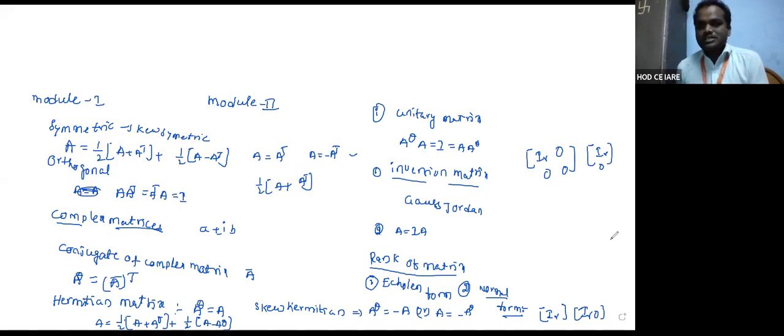So this is module 1. You learn in this the rank of matrices using echelon form and normal form. And next you learn the inversion method, Gauss-Jordan method. So that is A is equal to IA. This is what you learned in your first module.